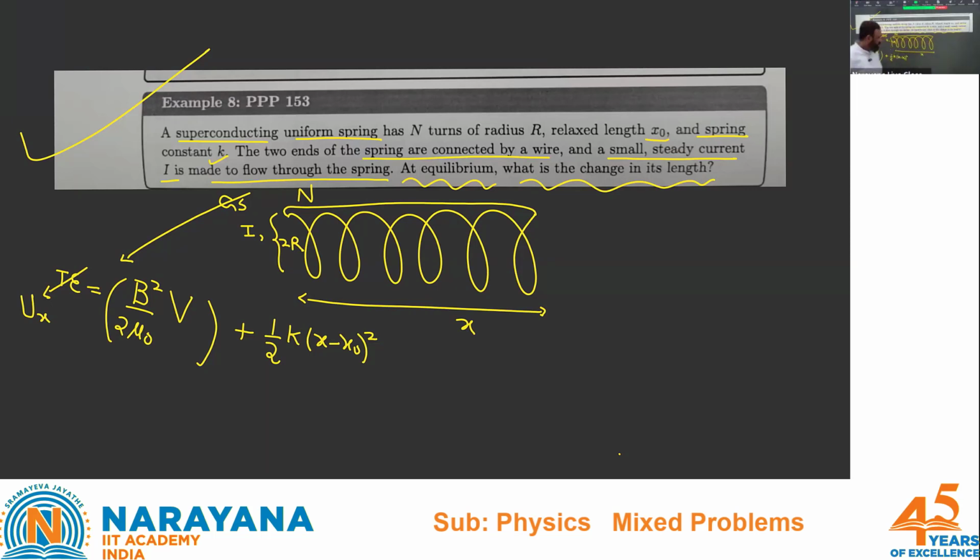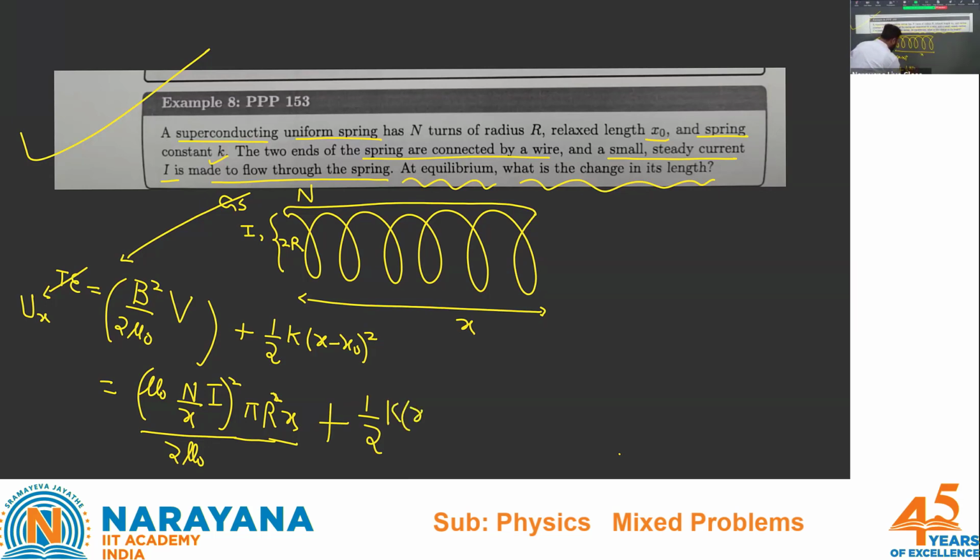That is the idea. So, अब B कैसे लिखें? So B should be mu naught N I. So N by L, L is x, number of turns per unit length. So current is I, this whole square, upon 2 mu naught. And that volume term there seems like pi r square into x, right? Plus. And this expression is half, so that's fine. I mean, half k (x minus x naught) the whole square. Now, this is my first equation.